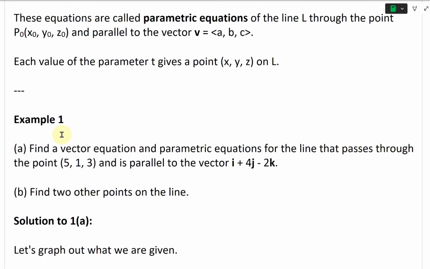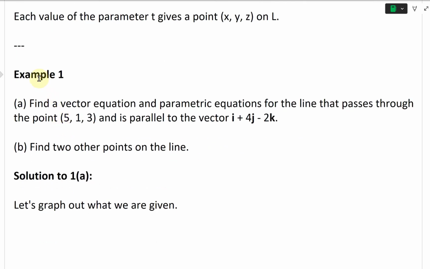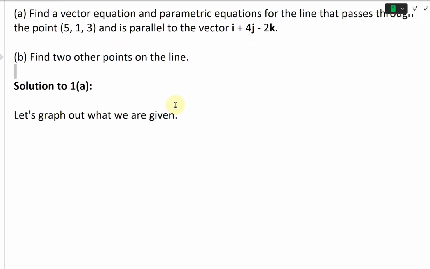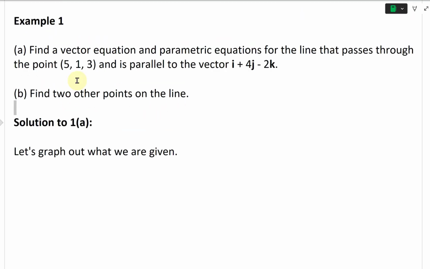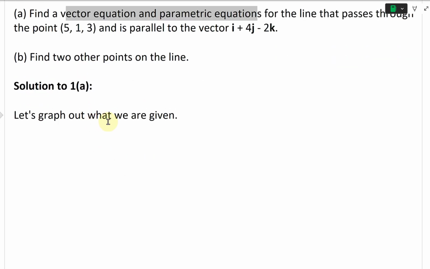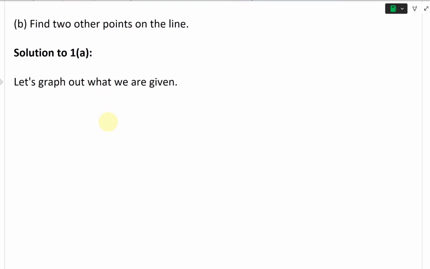All right, and now let's continue further and take a look at an example on this. So example 1, and this states: find a vector equation and parametric equations for the line that passes through the point (5, 1, 3) and is parallel to the vector i plus 4j minus 2k. This is written in standard basis vector form. And then part b says find two other points on the line. So solutions to 1a, we have to find the vector and parametric equations. So let's graph out what we are given firsthand, just to grasp it.